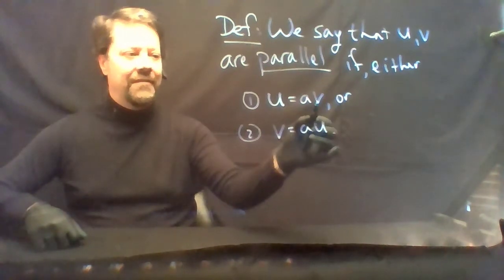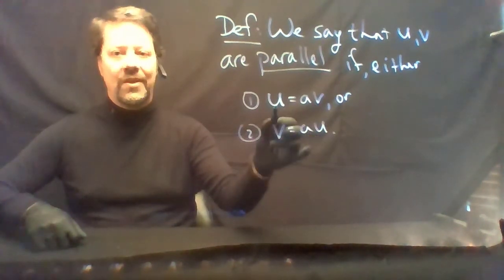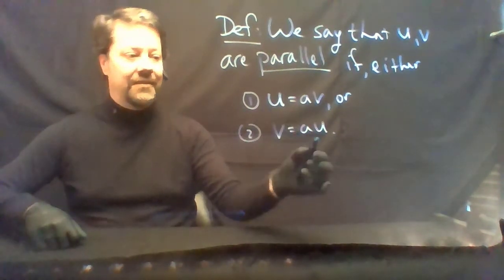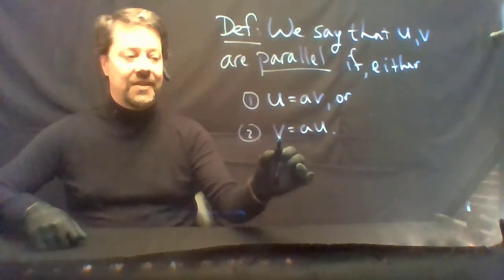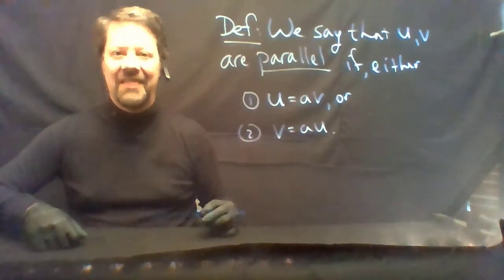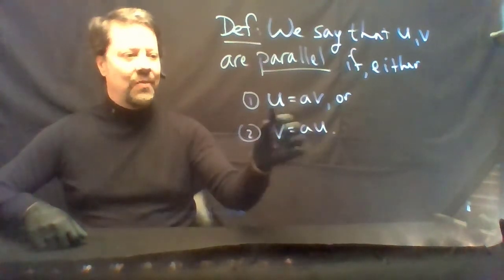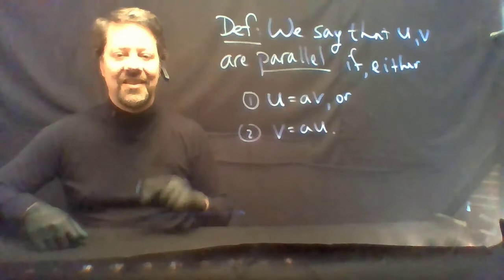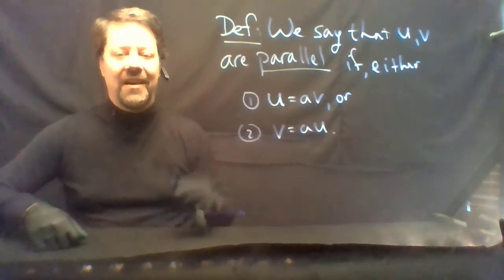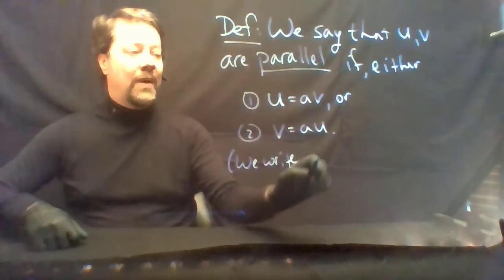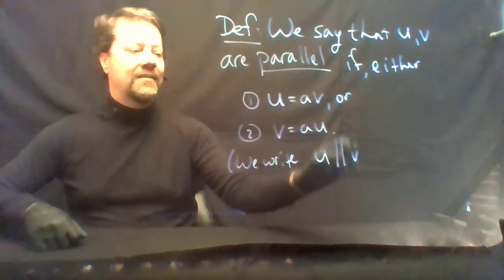You see, if v is the zero vector, then there's no way u is going to be a scalar times the zero vector if u is not the zero vector. But it could still satisfy this condition. The zero vector is the zero scalar times u, even if u is not the zero vector. So while this doesn't hold, this one does hold. And the zero vector is parallel to every other vector. We write u is parallel to v in this case.